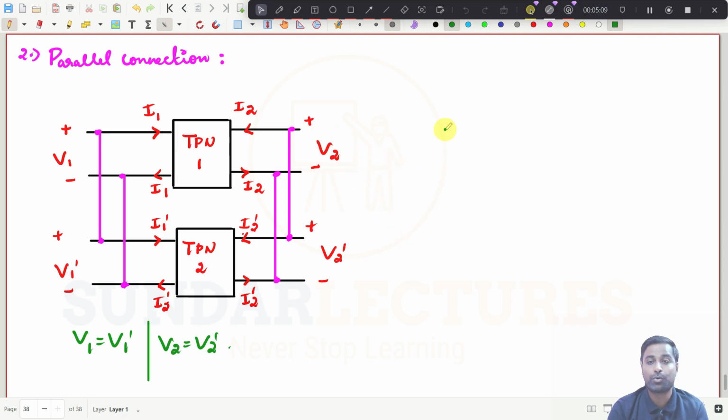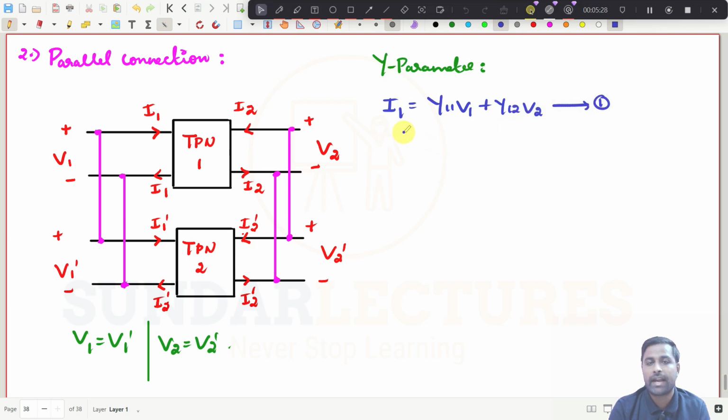So now I'm going for the Y parameter. What is the Y parameter? We know, right? I1 will be equal to Y11 V1 plus Y12 V2. That is the first equation, equation number 1. And I2 will be equal to Y21 V1 plus Y22 V2. This is equation number 2. This is for the first two-port network. I am just writing it for two-port network 1, with I1, I2, V1, V2.